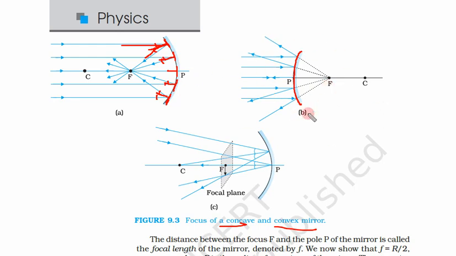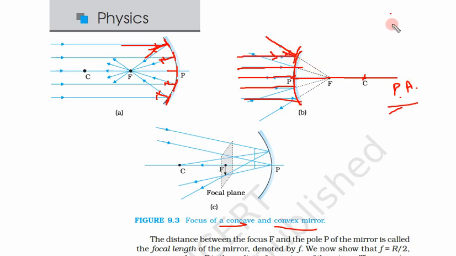Now what will happen when we take a convex mirror? Again we have a parallel beam of light. Here we have this pole, this is the center of curvature, and we draw a simple line. This line is called the principal axis. Now, to find the normal, first we have to draw the tangent, and then the normal to this tangent is the normal at this point. Then again, if this angle is theta, this angle must be theta.